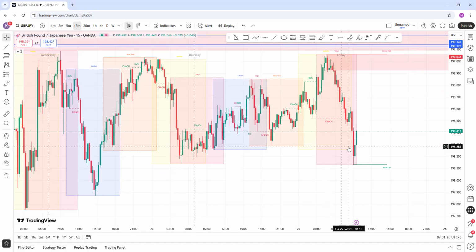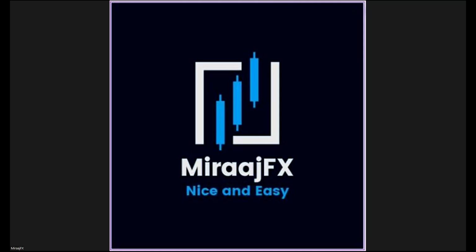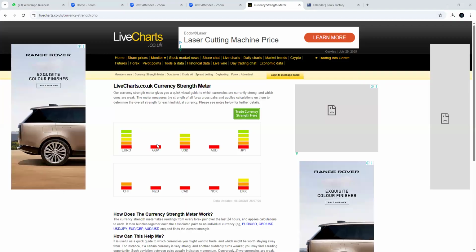Why? Because the currency trend meter is telling us that right now the GBP is very weak while JPY is very, very strong. So let me stop sharing this one and then share again so I can show you what I'm talking about. Let's take a look at the currency trend meter again. There it is. You can see GBP is very weak and JPY is strong. That is why the market was tanking.